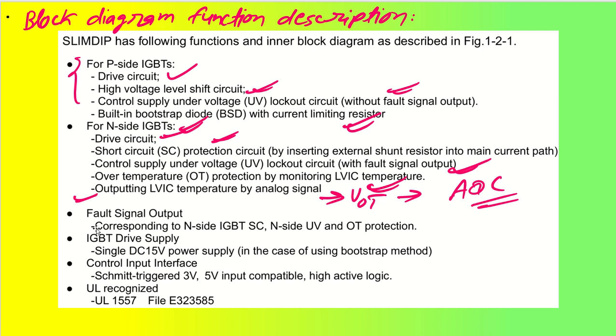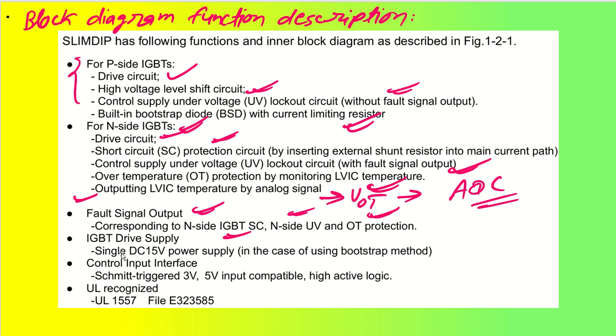Coming back to the other part, which has the fault output signal, this corresponds to the N side of the IGBT short circuit, and it is going to give us a fault output based on short circuit, N side under voltage lockout, as well as over voltage protection. So if any of these three cases occurs, the fault output signal will be active.